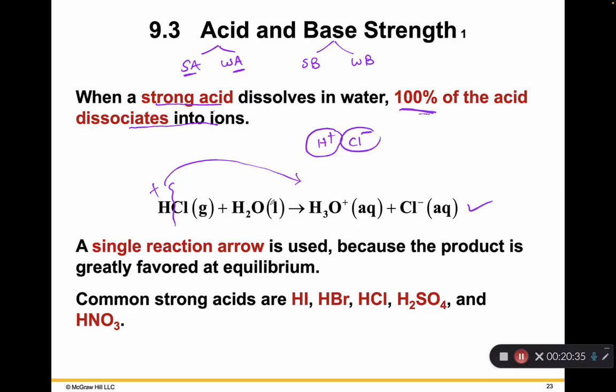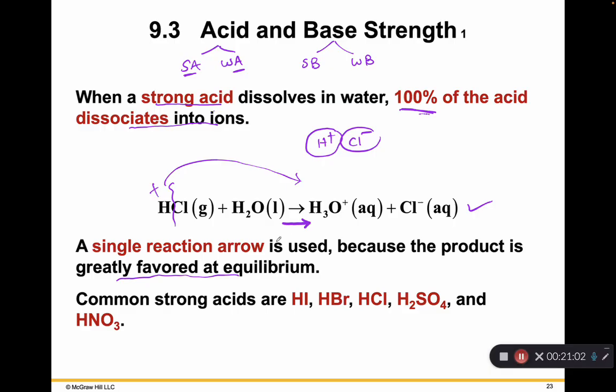Whenever we write the reaction of strong acids, we just write a single reaction arrow, because the products are predominant. The reaction goes to the right-hand side, all of the reactant will ultimately form the product. The product is greatly favored at equilibrium. That's why we have a single arrow here.